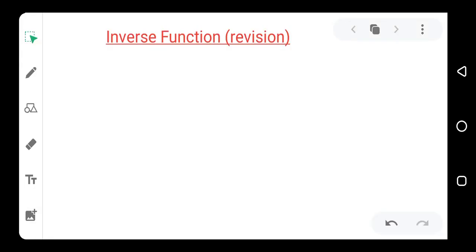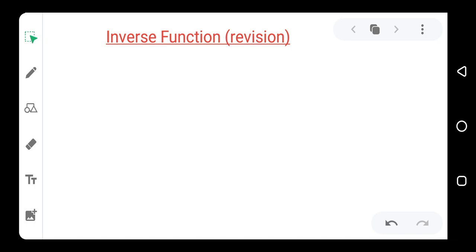Hello and welcome to this revision class on inverse function. We talked about this inverse function in our last lesson and we gave examples. We defined what it means with the examples. So today is going to be a revision class on that.